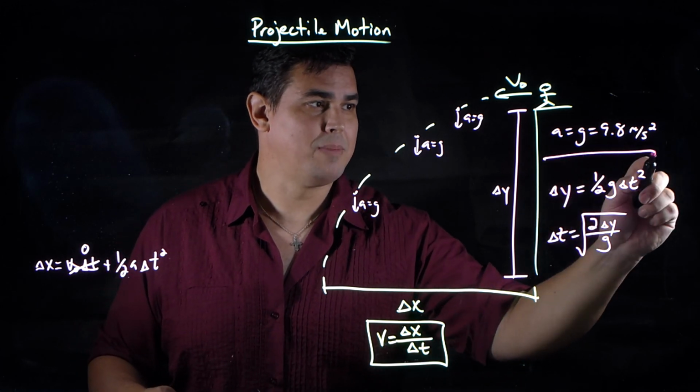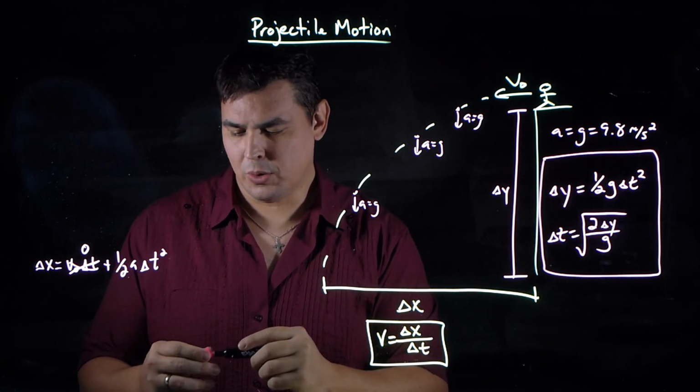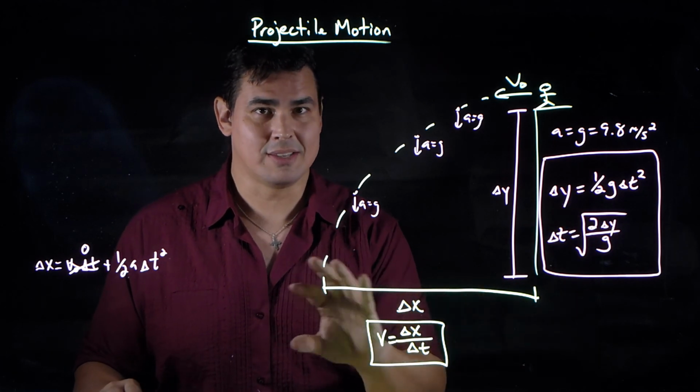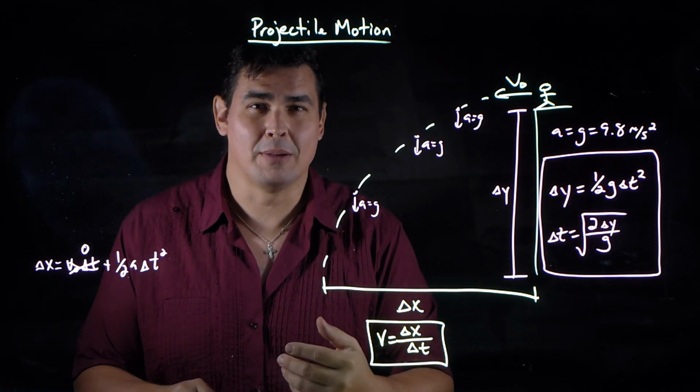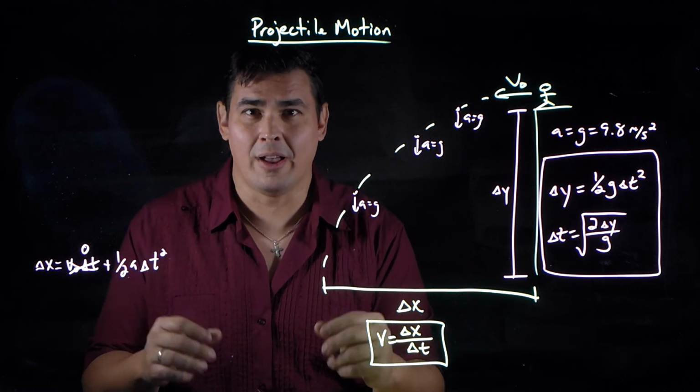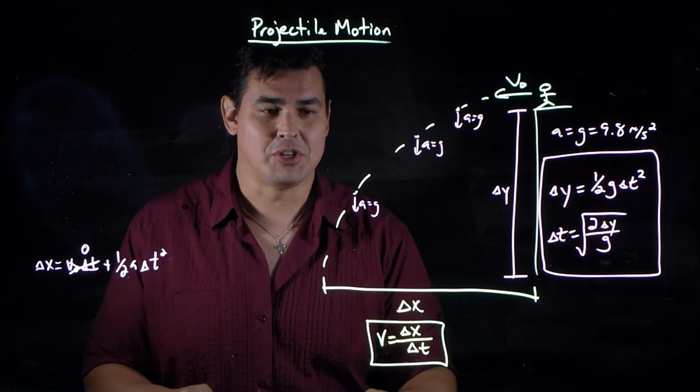So in my y dimension, I have really two equations that I can use to help me solve. And in the x dimension, I only have one, right? Because it's not accelerating. So solving projectile problems is really pretty easy if you break it into x and y, and especially if you draw out the problem. Drawing it out makes it so much easier.